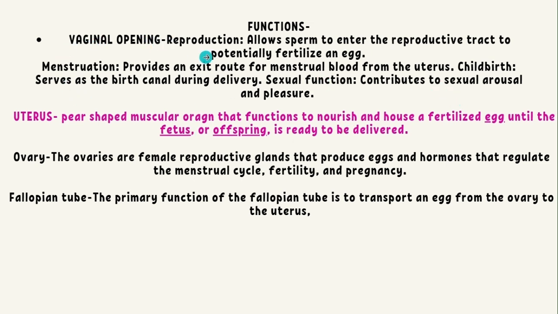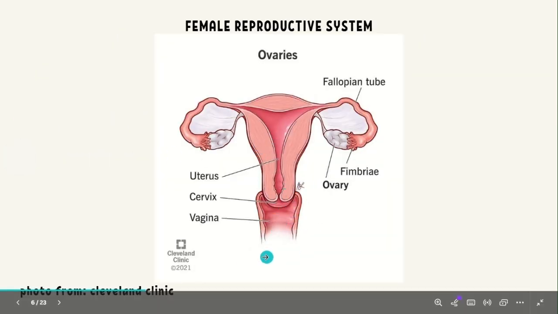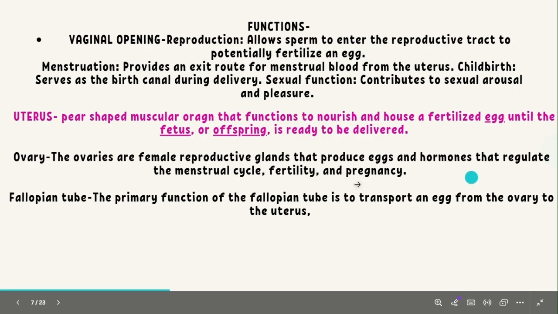So the first one is the vaginal opening. It allows sperm to enter the reproductive tract to potentially fertilize an egg for reproduction. It is also for menstruation, so it provides an exit route for the menstrual blood from the uterus. It also functions in childbirth, serving as a birth canal during delivery, and also for sexual function. But basically, everything has to pass through the opening right there.